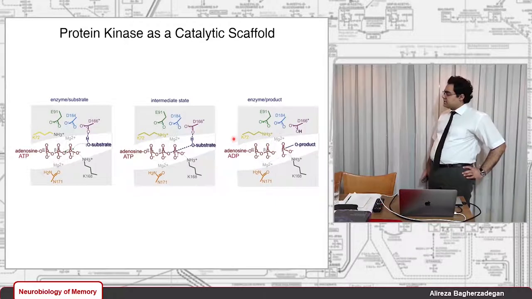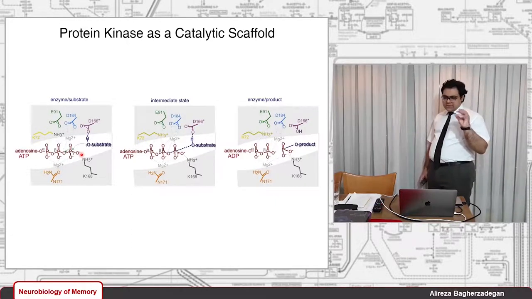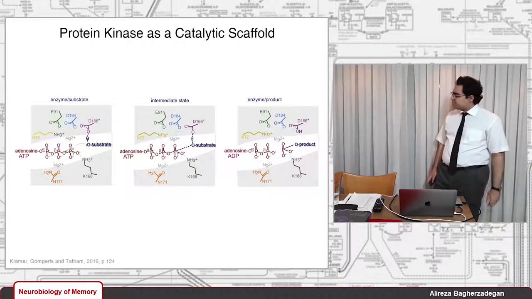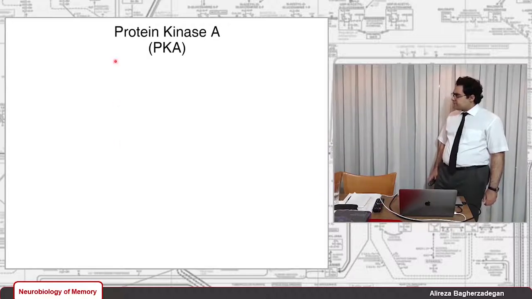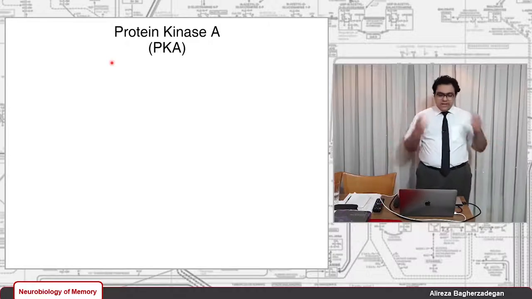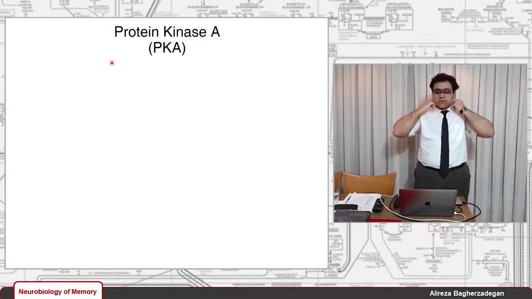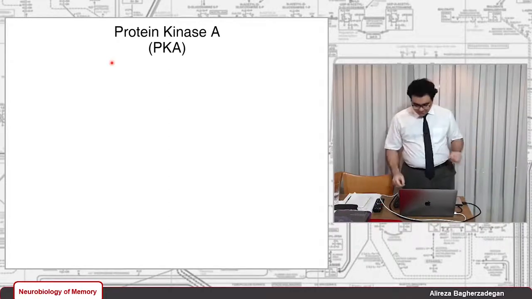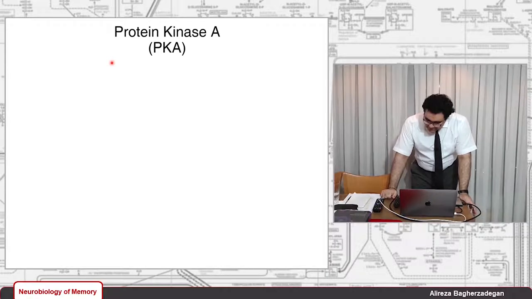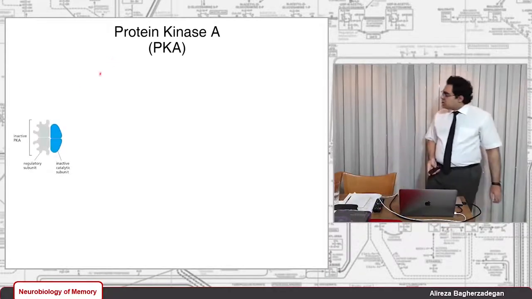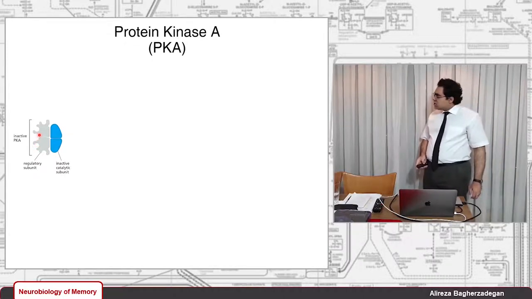I love it. I love to understand the exact mechanism of enzymes and proteins and how they work. It's beautiful. Okay, let's talk about protein kinase A. Protein kinase A is one of the families of kinase enzymes, and it has a specific structure. So this is the schematic structure.